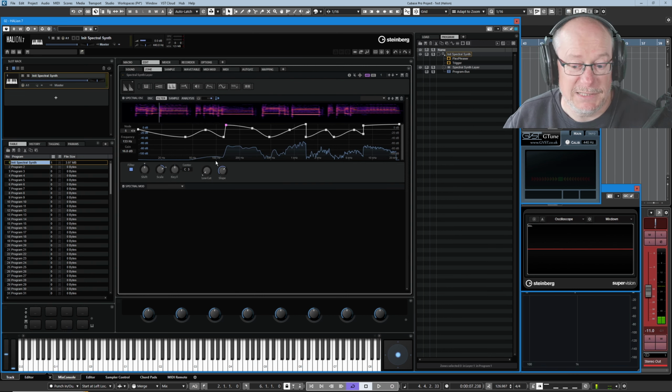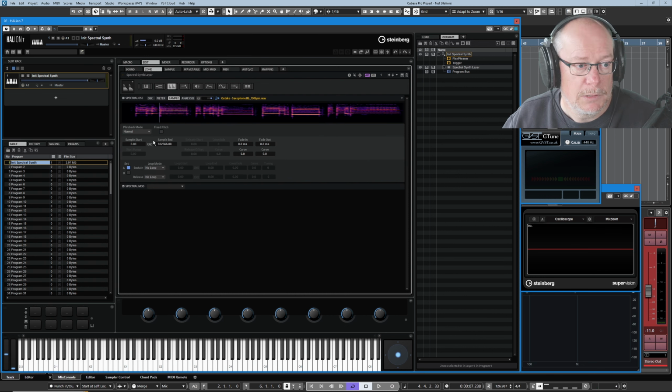Don't forget, I was playing this as if it was a saxophone, but it is the full saxophone lick that I imported. I basically just focused in on that section. If I wanted to go into the sample page, I could reduce the sample end so they only played the part of the sample that I was interested in. We've seen these sample options in many different guises. Again, this is where we can control loops and all of those kinds of good things.